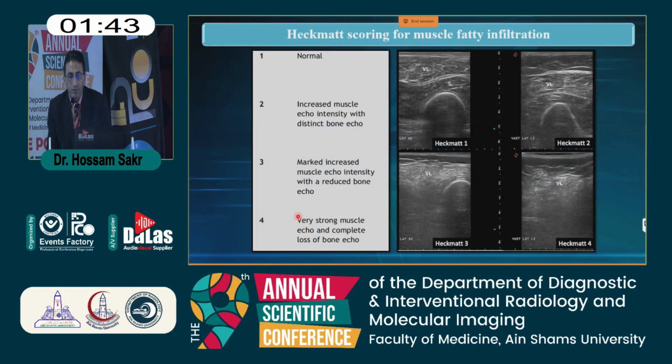In ultrasound, we use the Heckmatt scoring for muscle fatty infiltration, classifying the muscle into 4 grades. Grade 1 is the normal one. This is the appearance: the muscle is hypoechoic, and the cortical surface of the underlying bone can be properly detected and well defined. In grade 2, increased muscle echogenicity with still distinct bone cortical surface, while in grade 3, there is marked increase in echogenicity and reduced bone echo, while in grade 4, marked increase in muscle echogenicity with disappearance of the cortical surface of the bone.